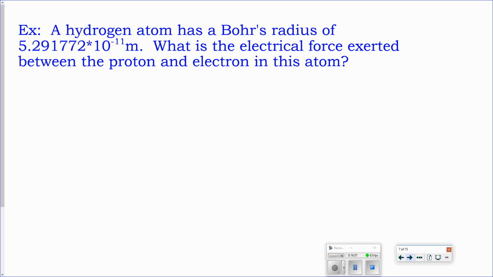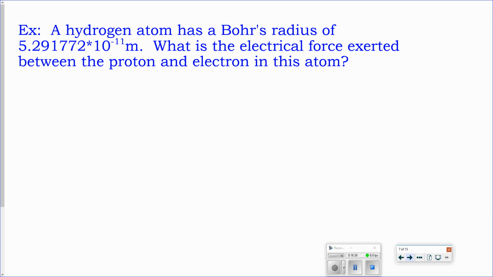A hydrogen atom has a Bohr's radius, and the reason why I'm saying Bohr's radius is because the location of an electron can only be predicted, it can't be actually calculated, and that electron is going to be always different distances away from the nucleus. So when we get the average, we call that average the Bohr's radius. Is that the uncertainty principle? It is. It's Heisenberg's uncertainty principle.